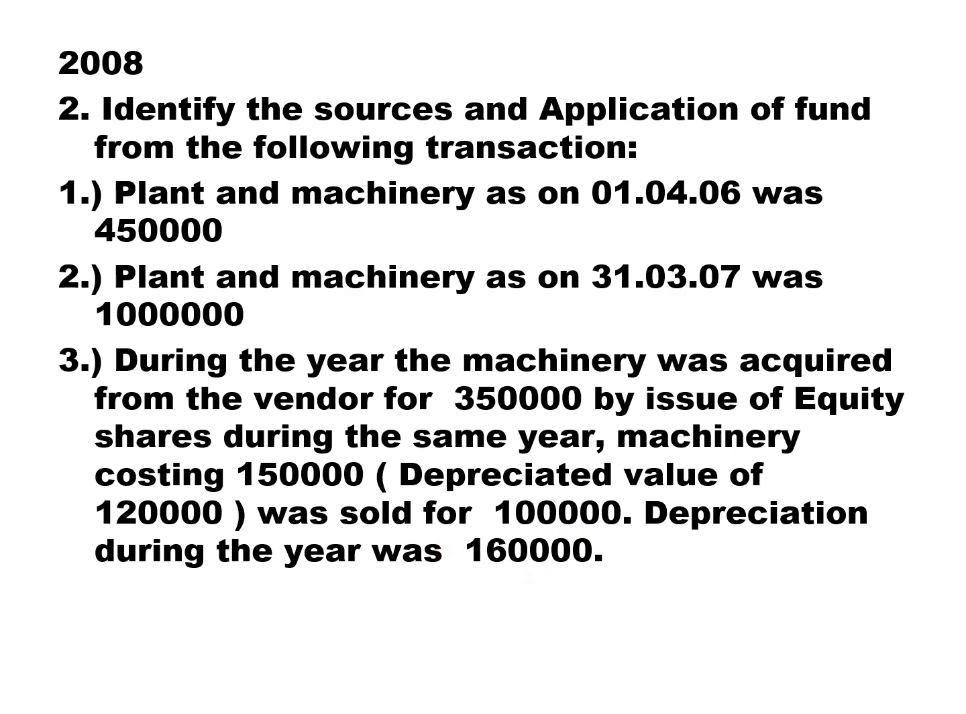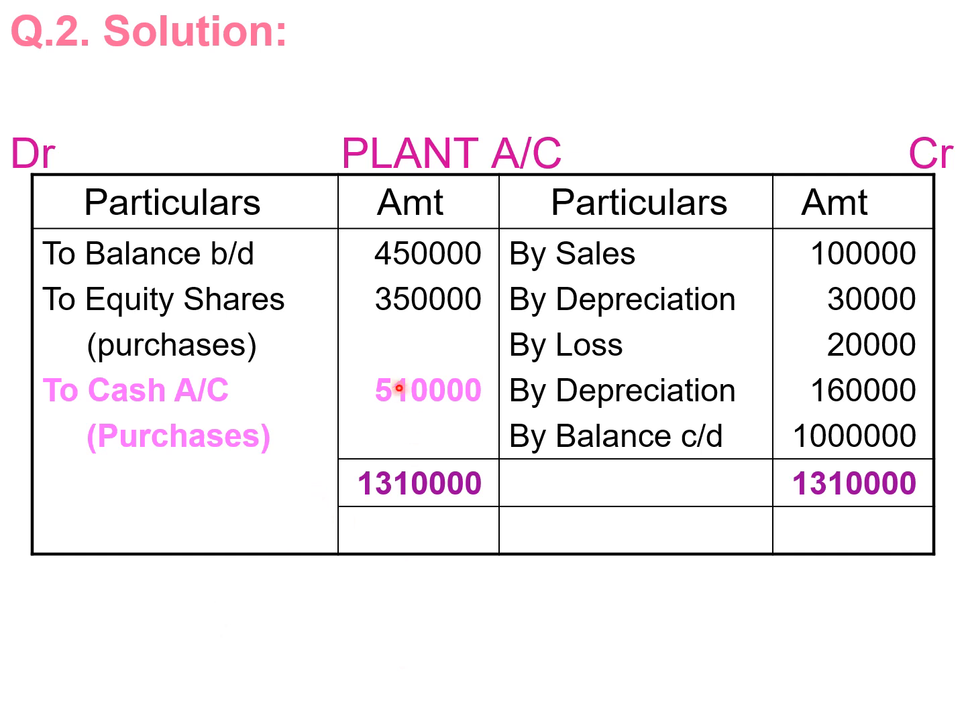Depreciation during the year was 1,60,000. Here's the answer, students. Opening balance of plant 4,50,000. Equity shares issued through purchase of plant 3,50,000. Whenever there is a sale, you need to take 3 entries: sale value, depreciation value, loss. And then they have given another depreciation in the last adjustment, 1,60,000. Take the closing value of the plant. You get the differencing figure 5,10,000, which comes on the debit side, which means it is a purchase.